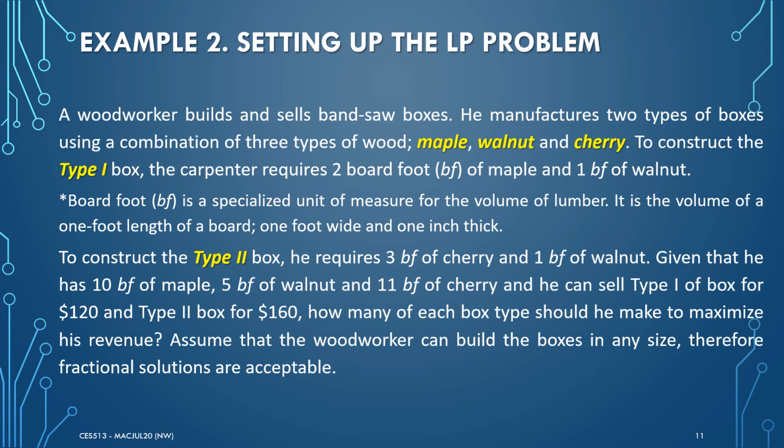Given that he has 10 board foot of maple, 5 board foot of walnut, and 11 board foot of cherry, and he can sell type 1 box for $120 and type 2 box for $160. How many of each box type should he make to maximize his revenue? Assume that the woodworker can build the boxes in any size, therefore fractional solutions are acceptable.